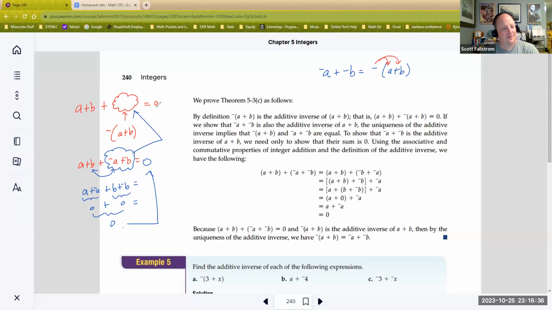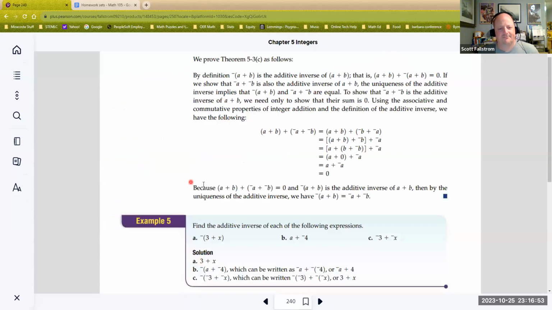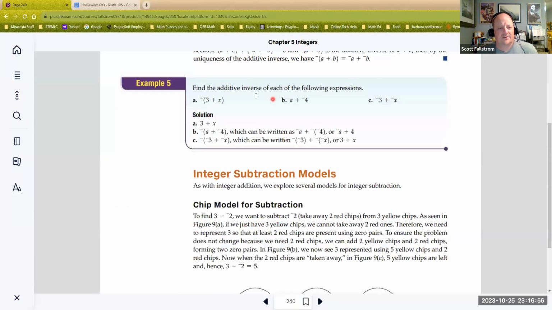But I already had a term that got me to 0. And that's why these two must be equal. So we would say the opposite of a plus b is equal to the opposite of a plus the opposite of b. So that's how we could prove that it has to be that way for all numbers. Okay, let's here find the additive inverse of the following expressions.